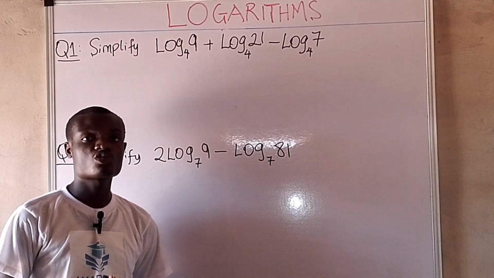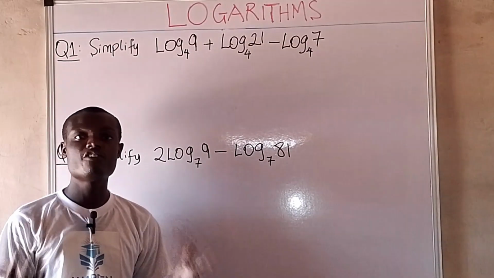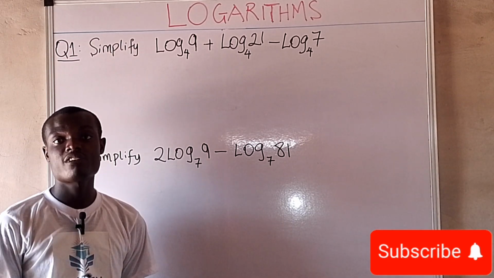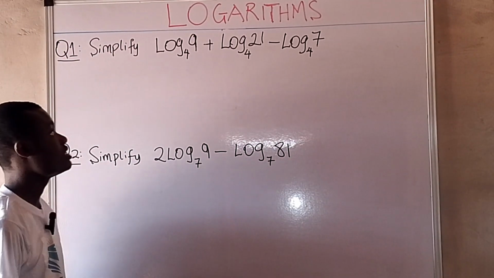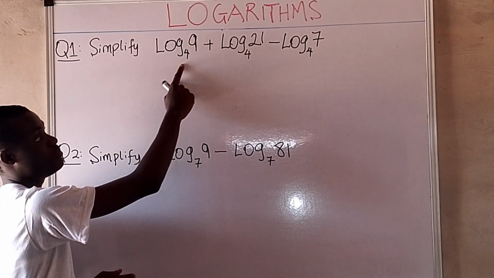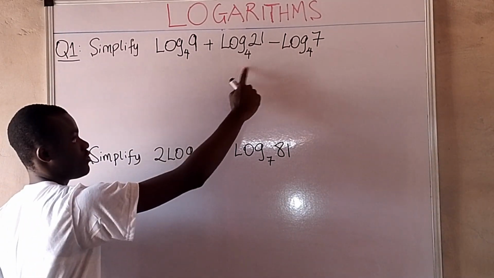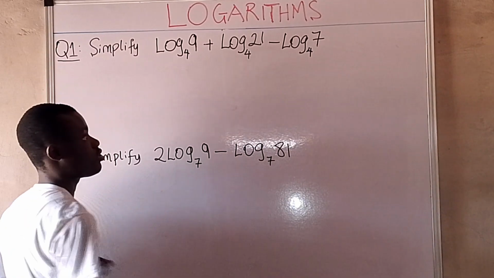So we have some questions on the board which require us to apply the various laws of logarithm which we have learned in the previous part of this video. Now coming to question 1. Question 1 reads, simplify log 9 to the base of 4 plus log 21 to the base of 4 minus log 7 to the base of 4.